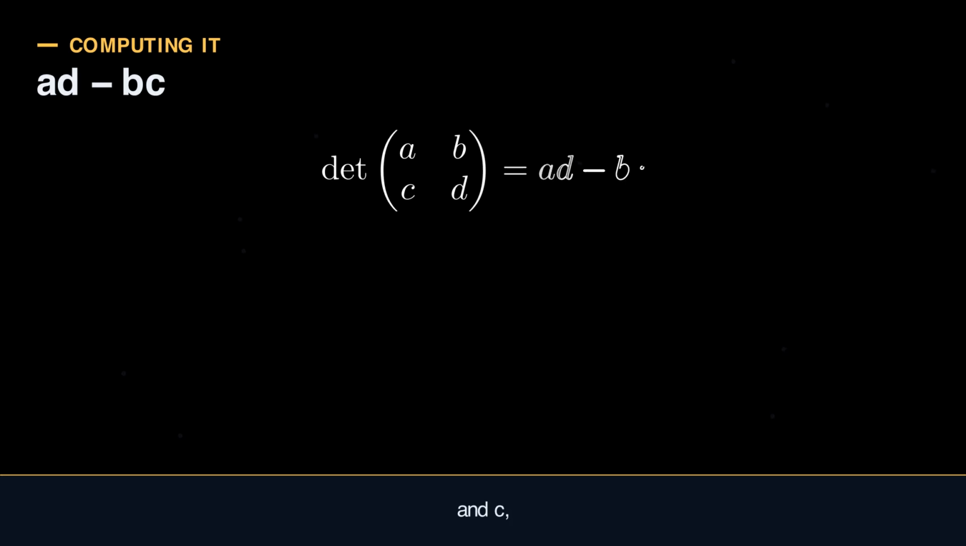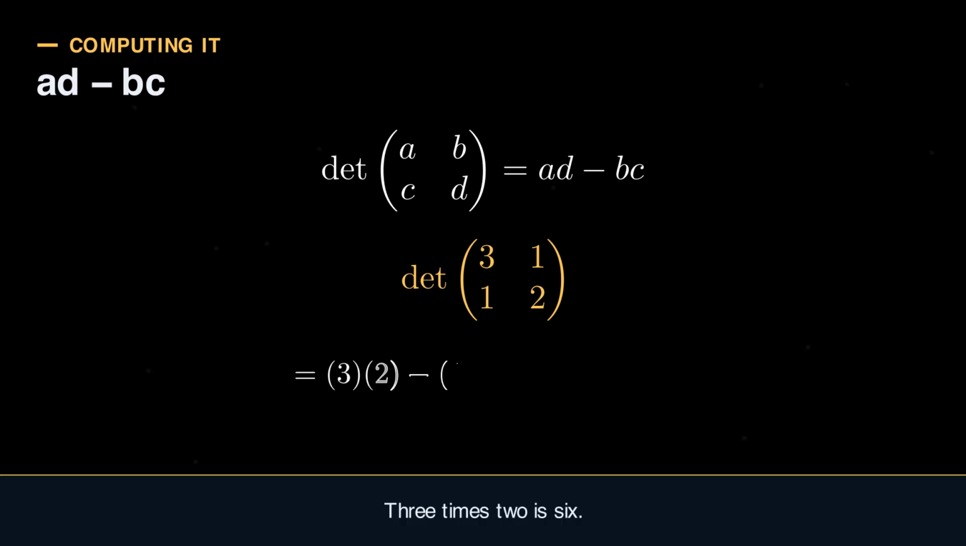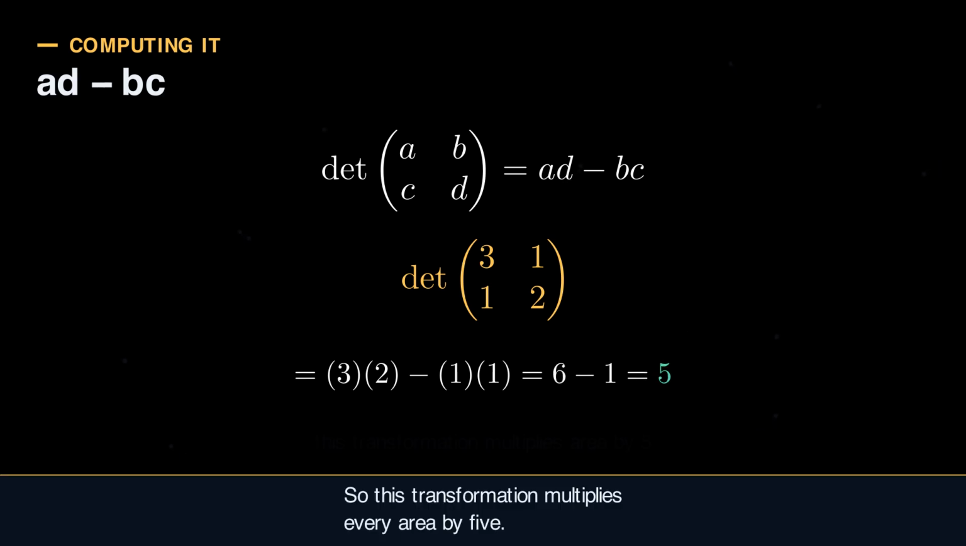For a 2 by 2 matrix, computing it is easy. With entries a, b on top and c, d on the bottom, the determinant is a times d, minus b times c. Take the matrix 3, 1, 1, 2. 3 times 2 is 6, 1 times 1 is 1, 6 minus 1 is 5. So this transformation multiplies every area by 5.